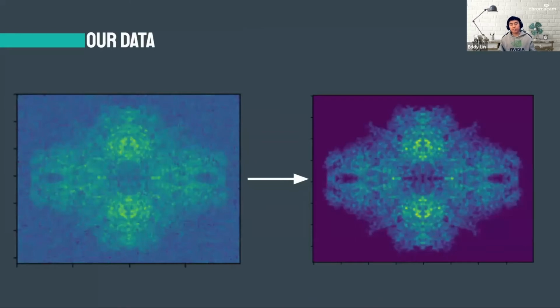Our data looks like this. We take a 3D volume that we're representing as 2D on the left side, and that's very noisy. We wanted to see, can we transform and denoise it to get an estimate that looks like the one on the right?